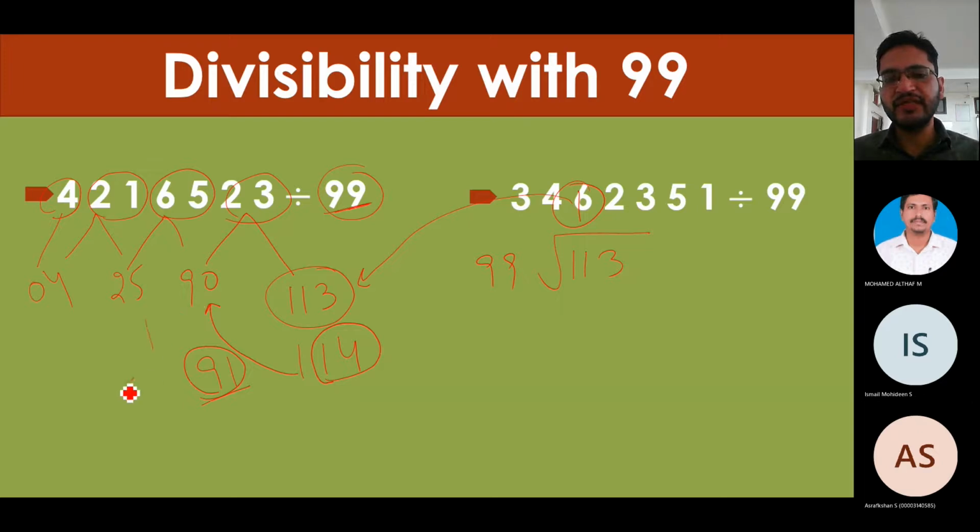Now this 25 as it is and this 404 as it is. So 42591 is the quotient and the remainder is 14.